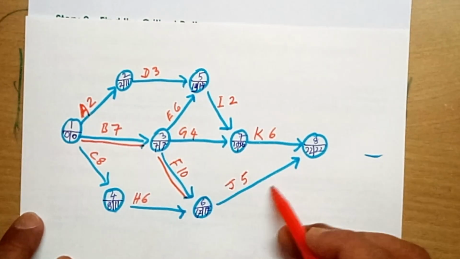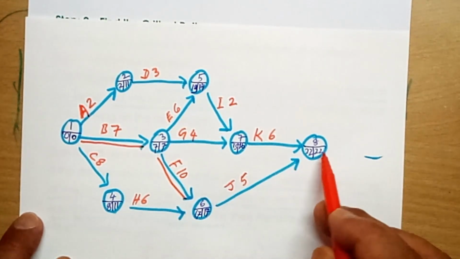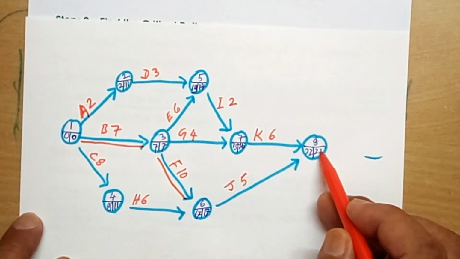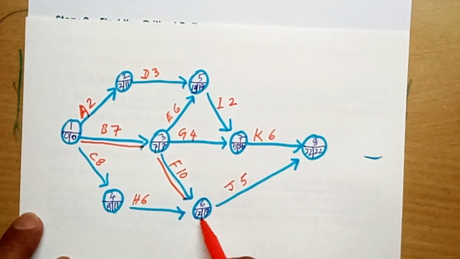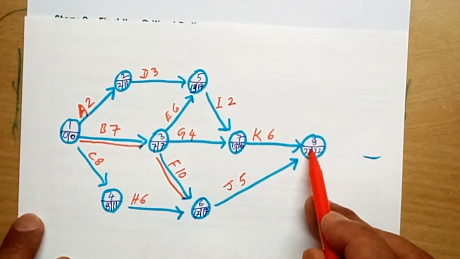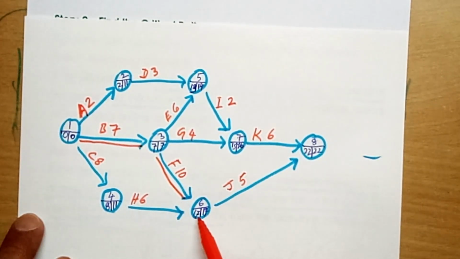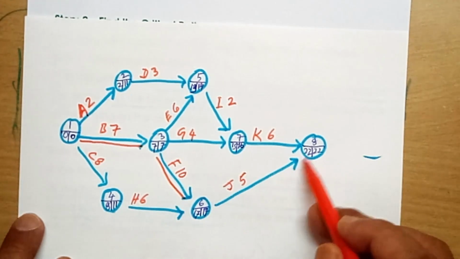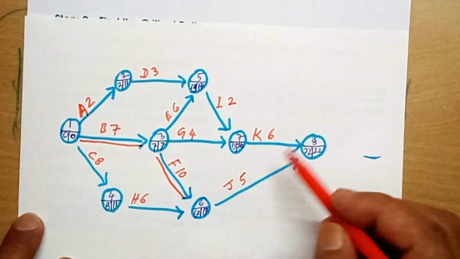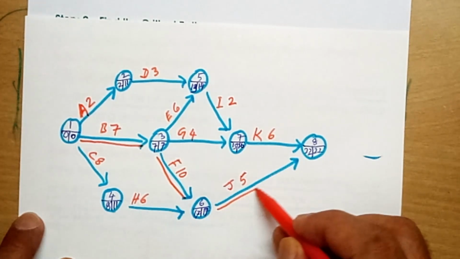Now come to this activity. It's clear this is a critical activity because the arrowhead has the same earliest start and the same latest finish. The arrow tail also has the same earliest start and latest finish. The first condition is fulfilled, and the second condition is also fulfilled because the duration 5 equals the earliest start at the arrowhead minus the earliest start at the arrow tail. 22 minus 17 is 5, the duration. So this is also a critical activity.